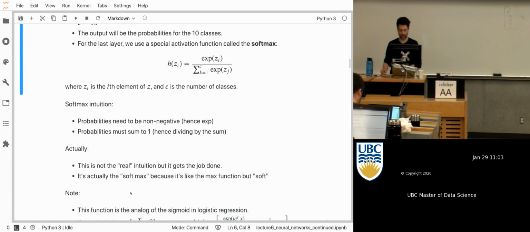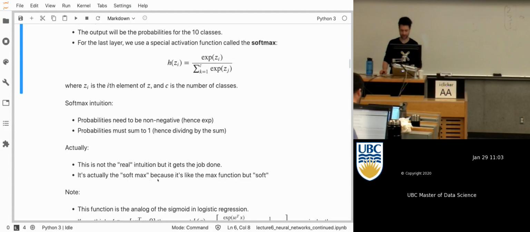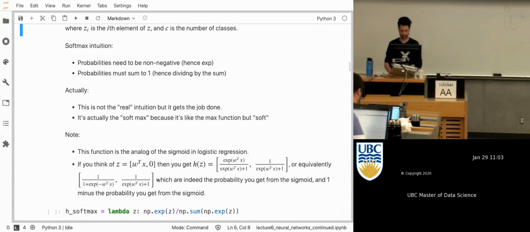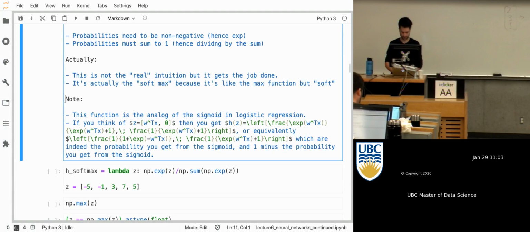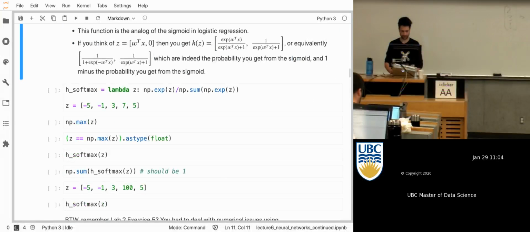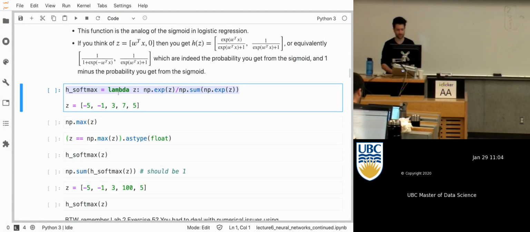Yeah, so why is it actually called the softmax, in case you're wondering? It's because it is like the max function, except more soft, and I will show you a demo of that. Okay, so here's the softmax function I just described to you.